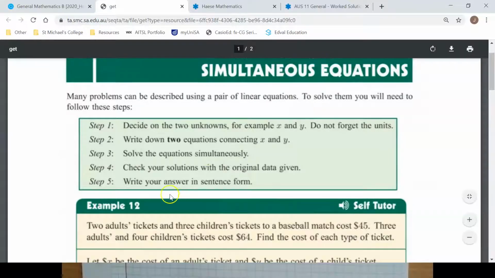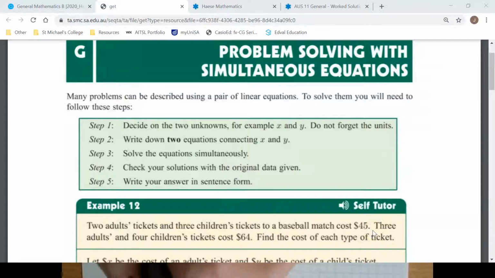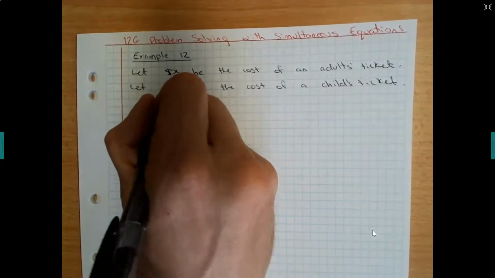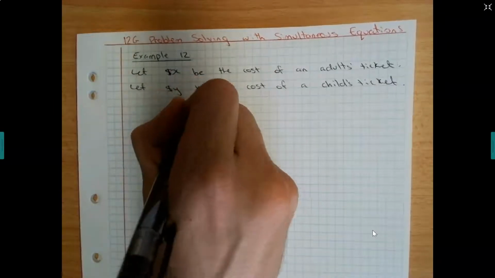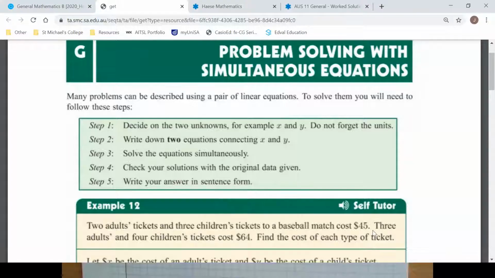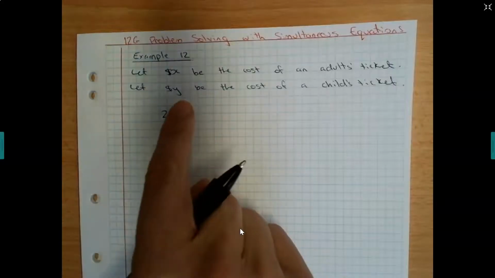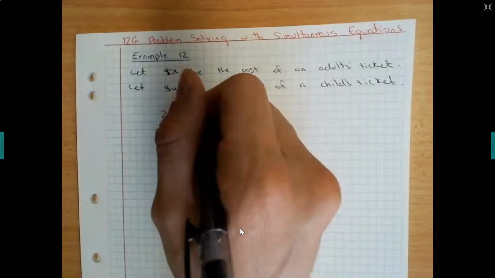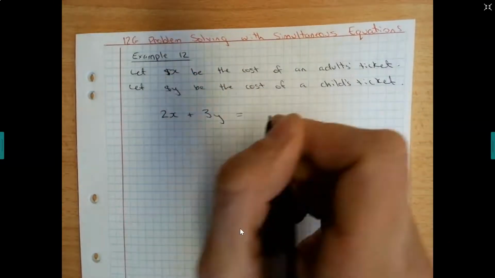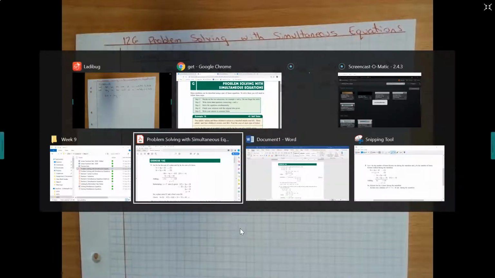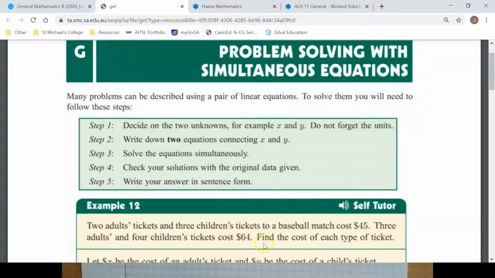So we know that 2 adult tickets and 3 children's tickets cost $45. So 2 times, now the adult ticket was defined as X, so 2X plus 3 children's tickets. Now we defined the cost of a child's ticket to be Y, so plus 3Y is equal to $45.